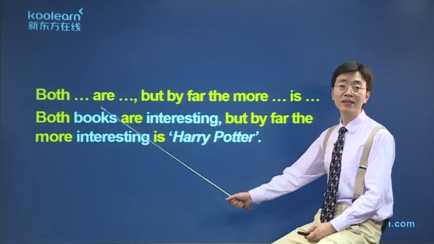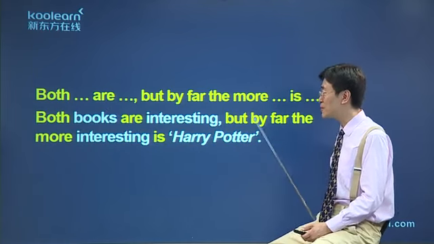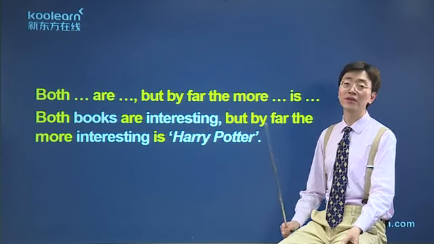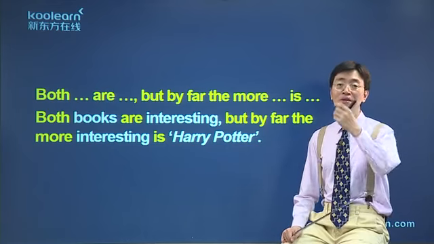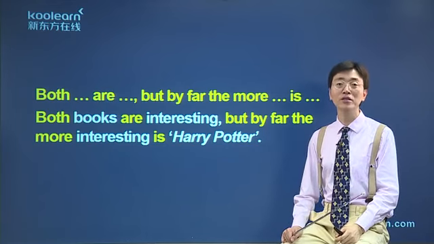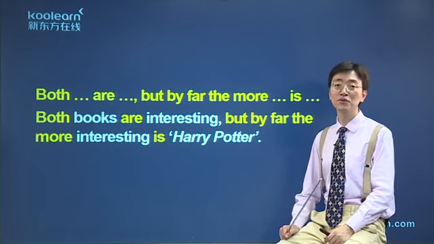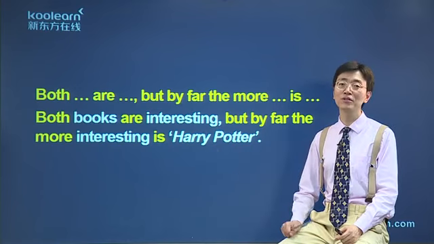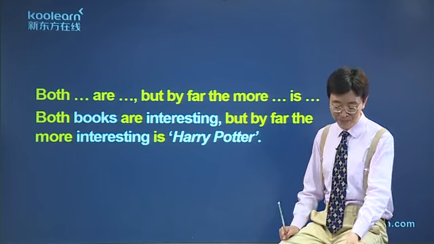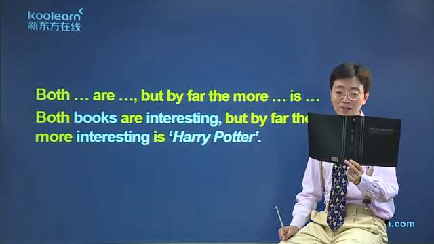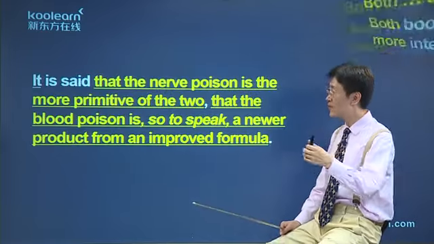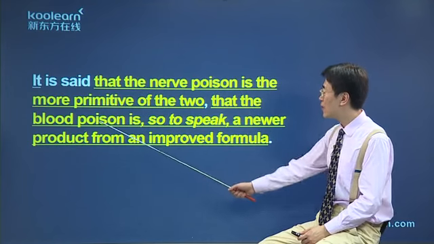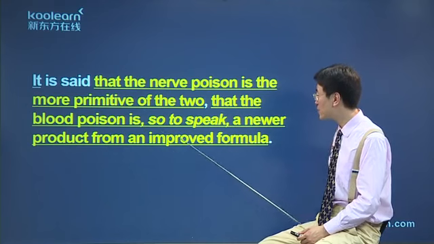is Harry Potter. 这两本书都很有趣，但是有趣得多的那本是《哈利波特》。这是本文中一个小句型，我们在写作中不妨参考，拿过来就可以用。不要背整个句子！很多同学问，老师用不用背课文？不用背课文。李老师的博客里有，新概念该怎么去学讲过，网上也有一段音频可以参考。背句子等于抓住一句去死，背句型等于抓住一个灵魂，灵魂可以附体，换一个场景还能用，背句子这句子就死了。所以背句型、背搭配重要。看下一句话，又出现重点搭配了。第3段的第4句，他说：“It is said that the nerve poison is the more primitive of the two, that the blood poison is, so to speak, a newer product from an improved formula.”